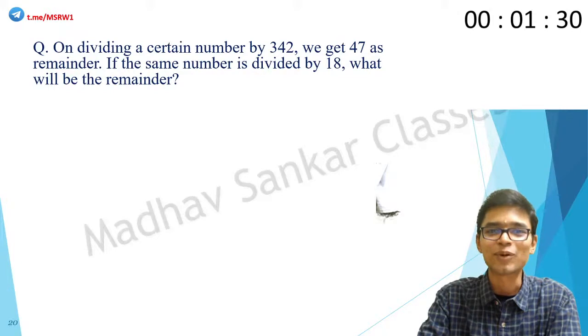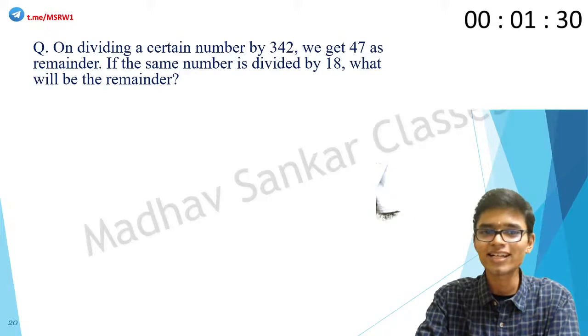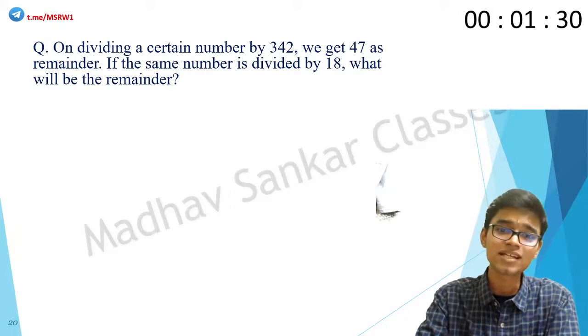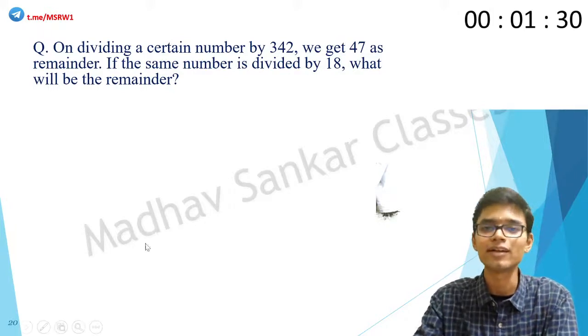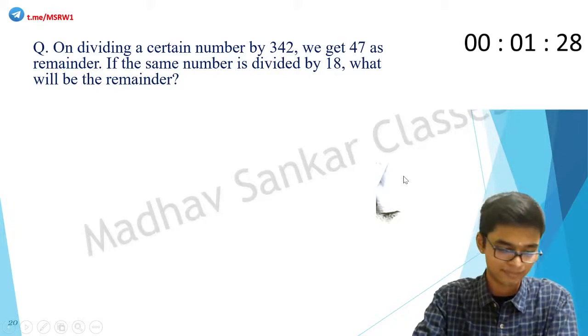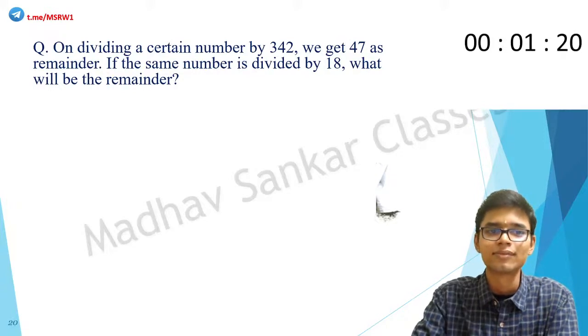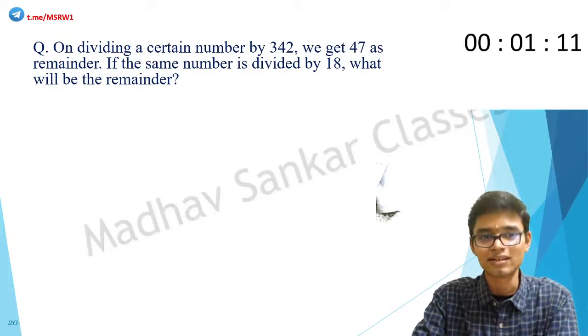Okay, now we are going to approach some difficult questions. Not difficult, but let's say medium. On dividing a certain number by 342, we get 47 as the remainder. If the same number is divided by 18, what will be the remainder?